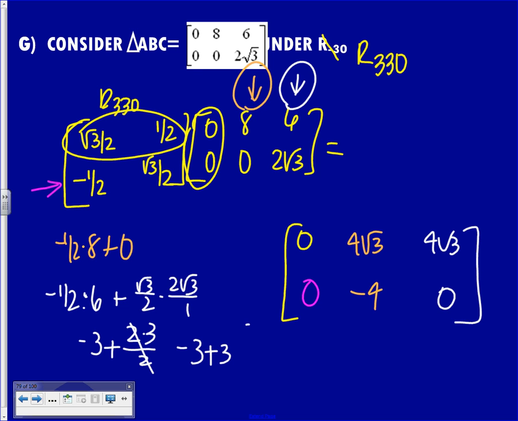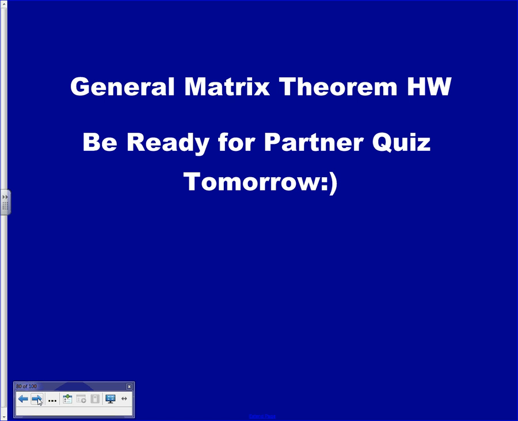Okay, so the general rotation matrix theorem, the hardest part is algebra. Go ahead and try that homework in your homework packet and be ready for the partner quiz tomorrow.